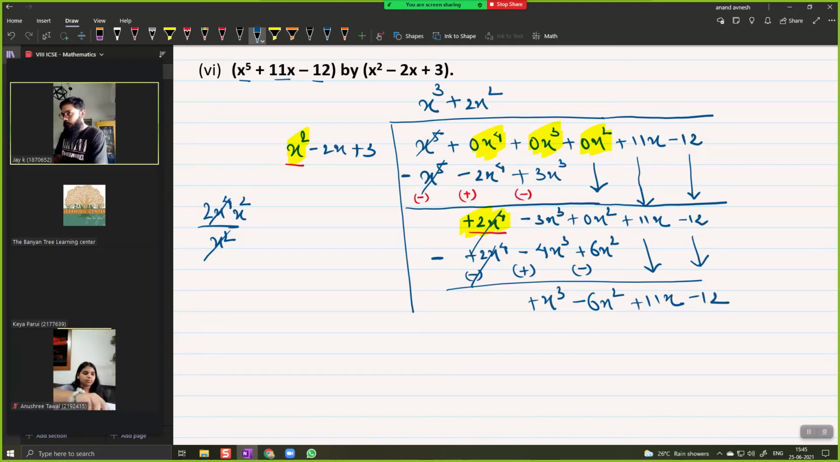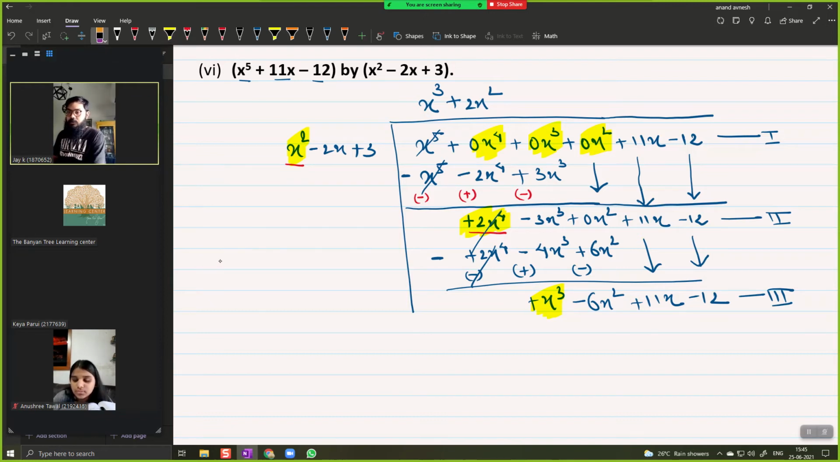Now you will divide. This is the third stage. See, this was the first stage, second stage, third stage. In the third stage, again you will have the first term of your dividend. You will divide it by the first term of your divisor, which is x square. Come on, Kea, take it further now.